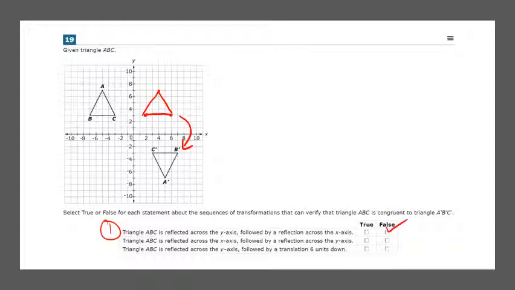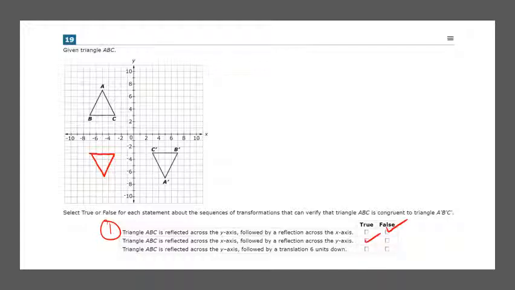Using similar reasoning here, what I'm going to do is look at the second statement now. So my second statement says triangle ABC is reflected across the x-axis. So here is where my new triangle would be. Need to move one more unit, sorry. So here is my new triangle here. And now it says followed by a reflection across the y-axis. Now what we can see visually here is that this one is definitely going to work. So this would be a true statement.